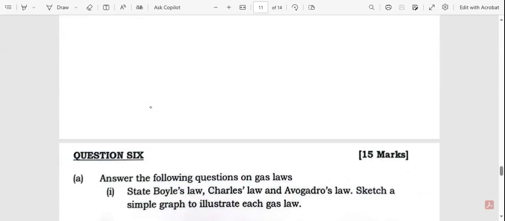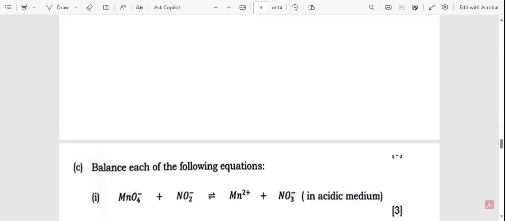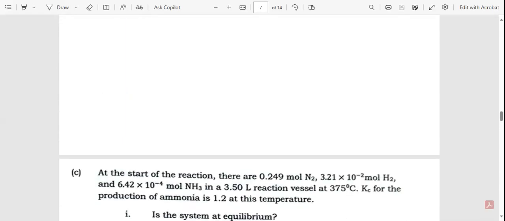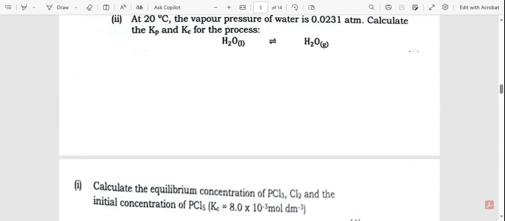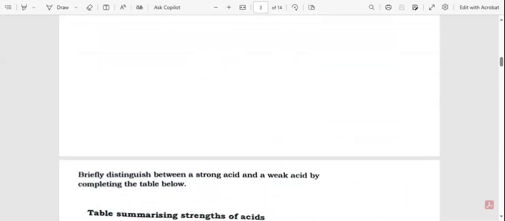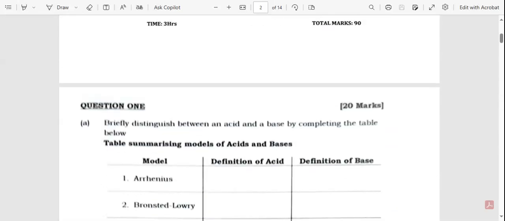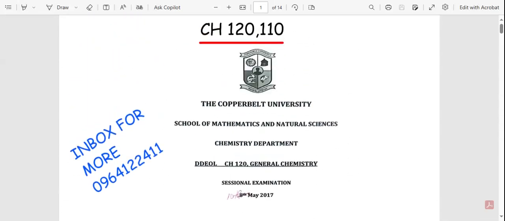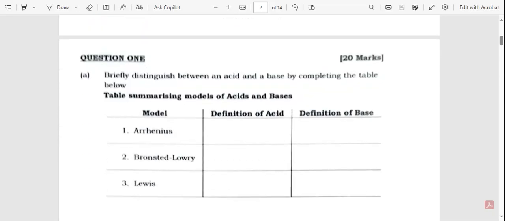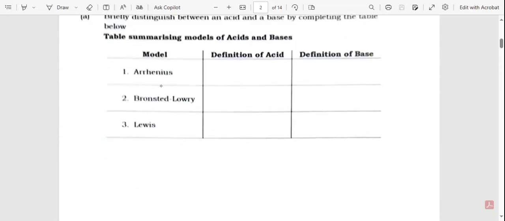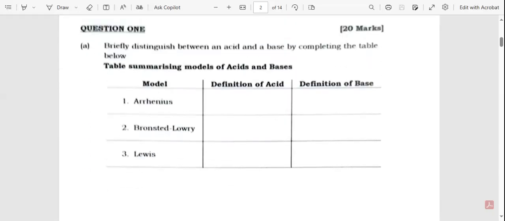So that's our content. Otherwise, pay attention and learn something new with us. Okay, sure, so now we are starting. Question one. I'll be very fast because some of these things we have already learned. So briefly distinguish between an acid and a base by completing the table below.